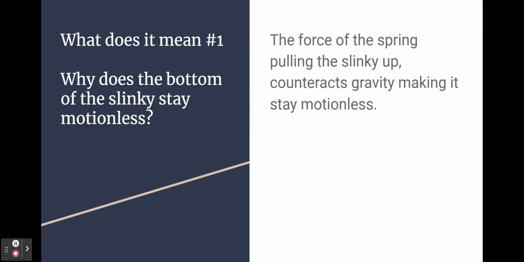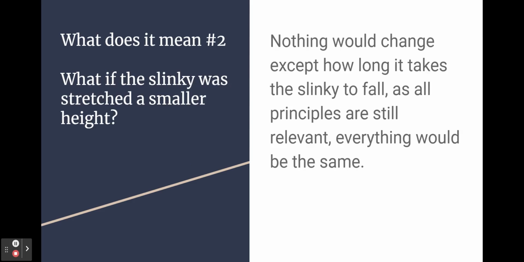Now, what does it mean? Why did the slinky at the bottom stay motionless? Well, because the force of the spring pulling the slinky up counteracts gravity, making it motionless. And until that spring force comes back on itself and the two ends of the slinky touch, gravity just cannot overcome that spring force. But when they finally collide, gravity is able to overcome it, and therefore it'll put the slinky to the ground.